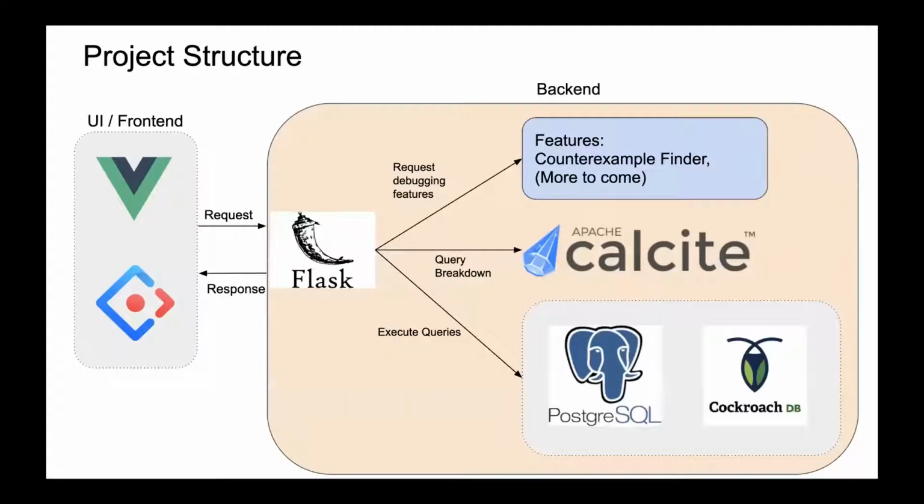So here's our project structure. For our debugger front end, we are using Vue.js along with Ant Design, and in our back end we have Flask handling all the queries, and the database is running on PostgreSQL. The Apache Calcite side is doing all the query breakdown, and then Flask gets the information and sends it back to the front end.